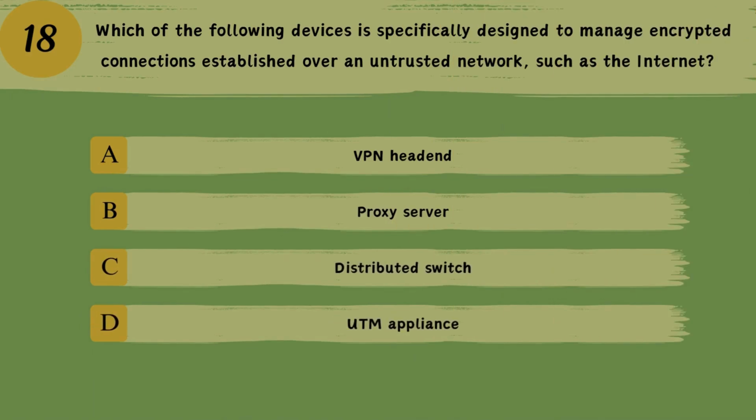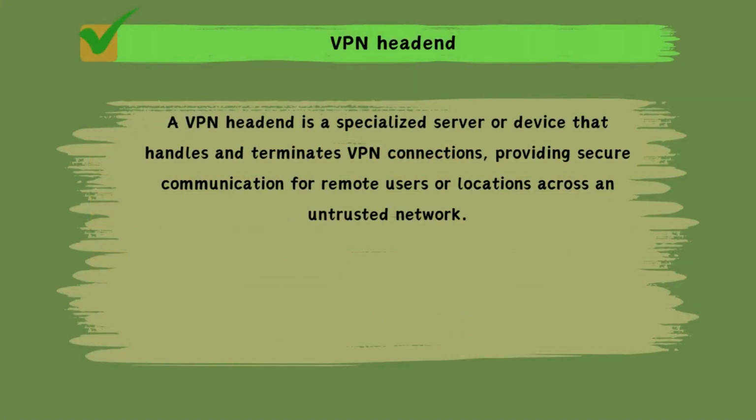Question 18. Which of the following devices is specifically designed to manage encrypted connections established over an untrusted network, such as the Internet? A. VPN headend, B. Proxy server, C. Distributed switch, D. UTM appliance. Correct answer. A. VPN headend. A VPN headend is a specialized server or device that handles and terminates VPN connections, providing secure communication for remote users or locations across an untrusted network.